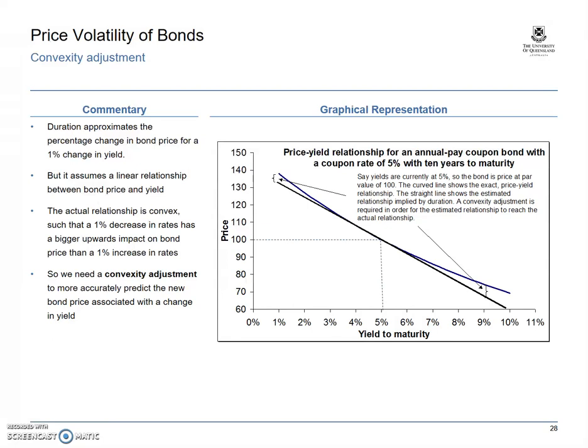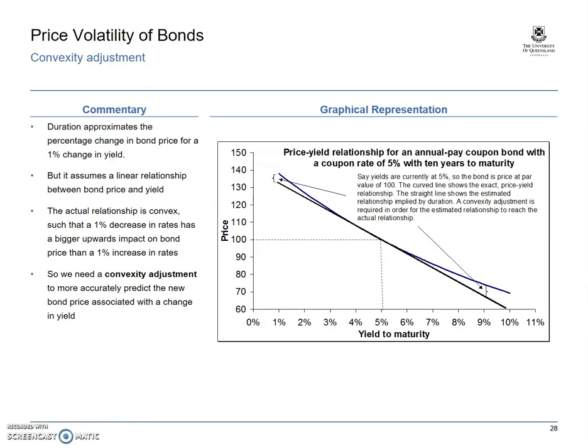So when we're looking at duration, what we're doing is we're estimating a linear relationship between the bond and the price. A good way of thinking about duration is we take the tangent of the actual curved or convex relationship, and the duration is the tangent at the current yield. And so when we adjust the price by a small amount, we can then estimate that tangent line.